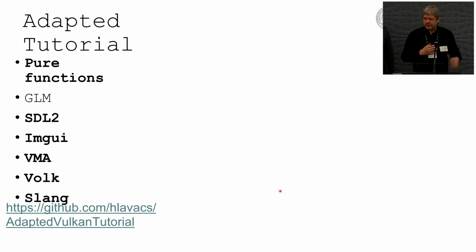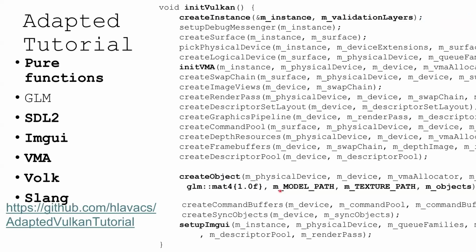This leads me to the adapted tutorial, which I have created now for the teaching. It is based on the Vulkan tutorial, and I adapted it a little bit and made it more modern because these are the goodies that you actually have in the SDK anyway. So I added a couple of things: SDL2, ImGui, VMA, Volk, Slang. We're going full speed Slang now because I think this is really the future, and so all of the shaders will be moved to Slang. And this is what the init function now looks like. It looks a little bit more difficult, more complicated, but it's essentially the same functions.